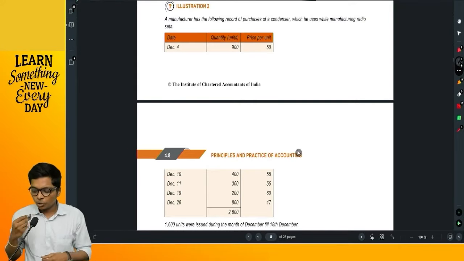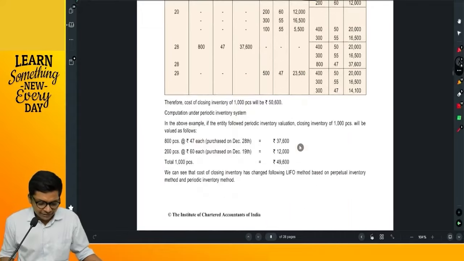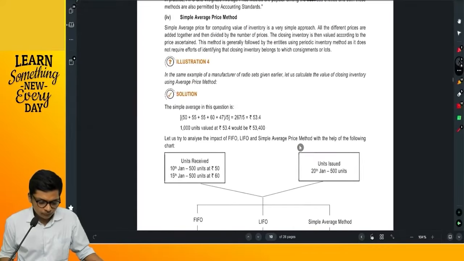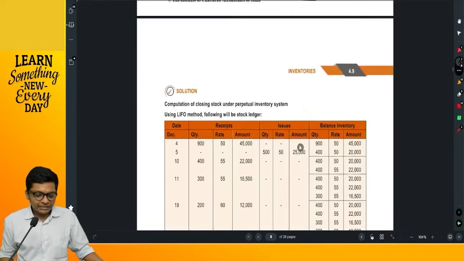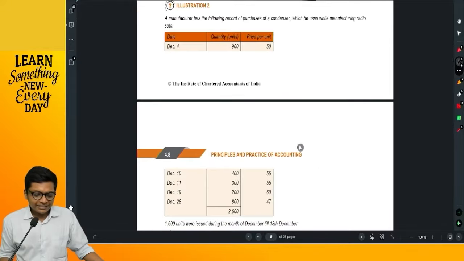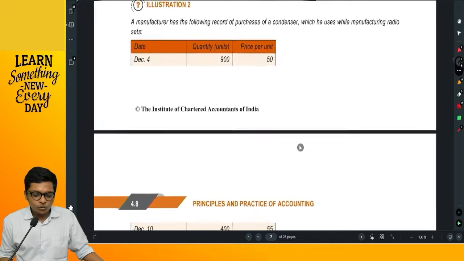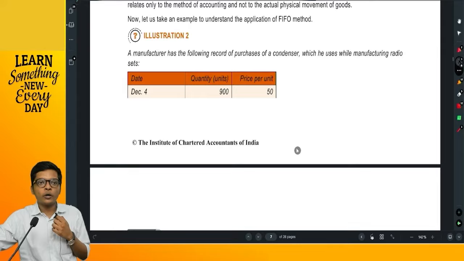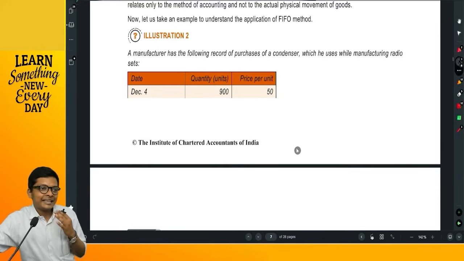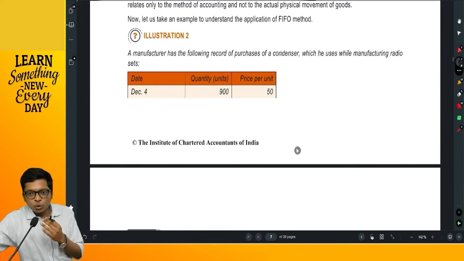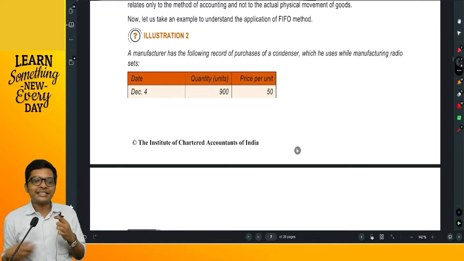Try illustration 2, guys. If you are done with illustration 2, do illustration 4. These are small sums. I can guarantee you 100% illustration 2 and 4 will not come in the exam. Just try it, see the answer, take a moment. Then we'll go to 11 and 12.